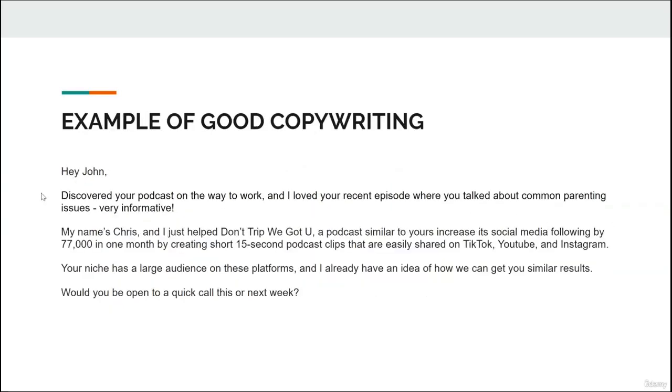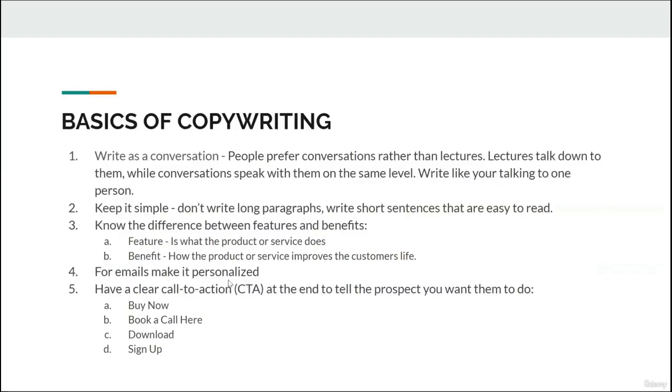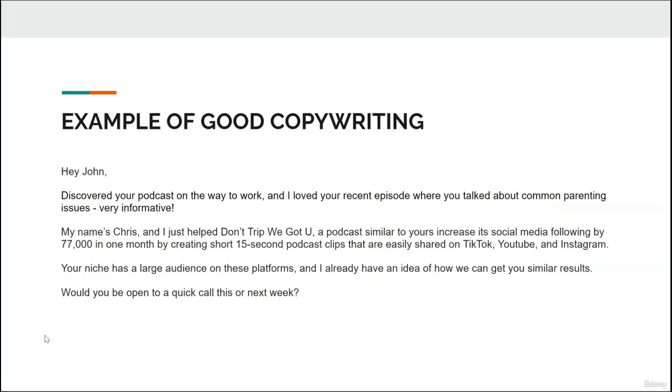And then number 4, make it personalized. Again, we did that with the first line here. If this went to anyone else, this line wouldn't work. This one's only for John, so we make it personalized. And number 5, we had a clear call to action at the end, which is simply, would you be open to a call this week or next? Right? Simple. They can respond to that. So that's an example of good copywriting.